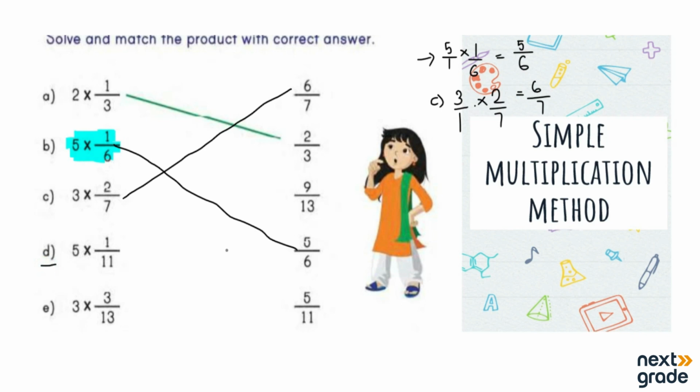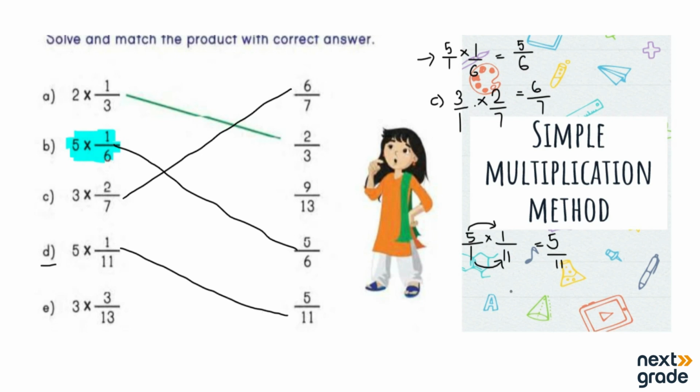ठीक है, now we are going to move to the example, that is D part, and 5 multiplied by 1 over 11. तो ये जल्दी से हम सॉल्व करते हैं. 5 over 1 multiplied by 1 over 11. 5 1s are 5 यानी 5 को 1 से मल्टीप्लाई कर देंगे एंड 1 को 11 से. 5 multiplied by 1 is 5 and 1 multiplied by 11 is 11. तो ये 5 over 11 हो जाएगा और this is where we are going to match the number.